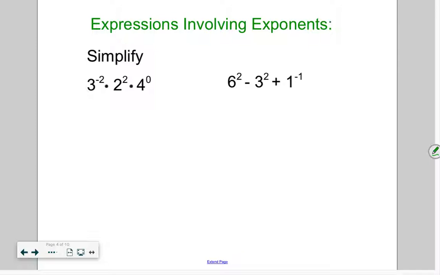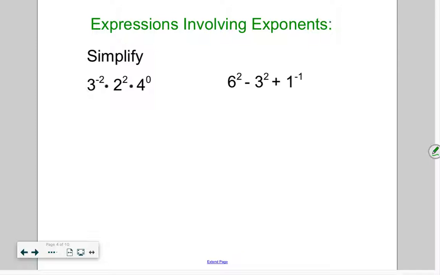Simplifying. So in the order of operations, we do PEMDAS, right? P is parentheses, E is exponents, M and D is multiply, divide, A and S is add, subtract. So we don't have parentheses in this first one, so we have to take care of the exponents. If I have a negative exponent, I have to take care of that negative exponent.